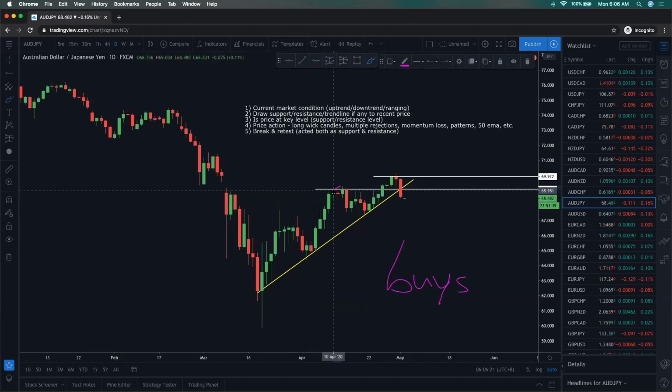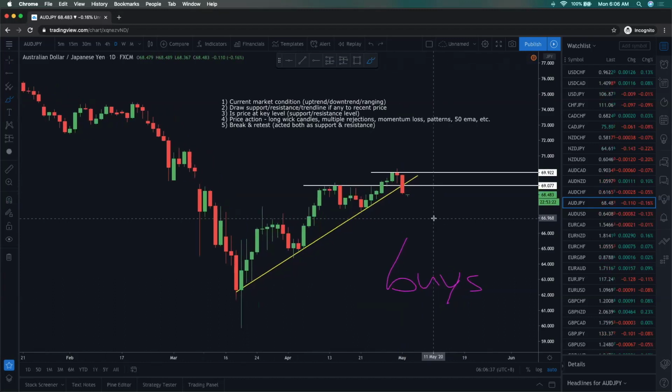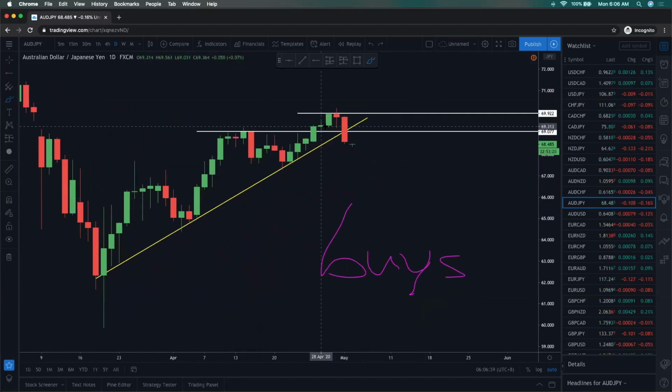Because we can see price rejected this area. This is a rejection, right? Previously, price tried to break but couldn't, and then finally broke, and you can see that it acted as a support as well. Hope you can see that. So this area here has acted as both resistance and support. That's why I draw my line here.